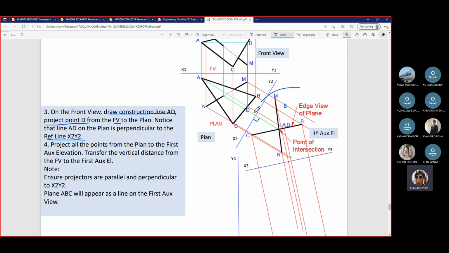Yes, okay, you reach the first auxiliary view. But the sad thing about this, you still don't have any true lengths. You just found a point of intersection. Okay, so now for the next step.